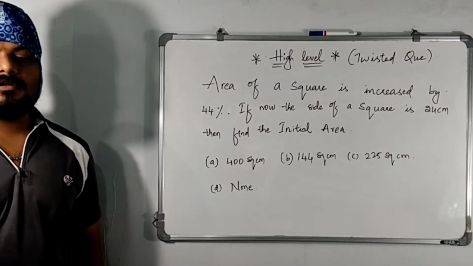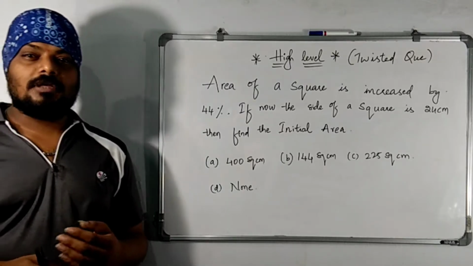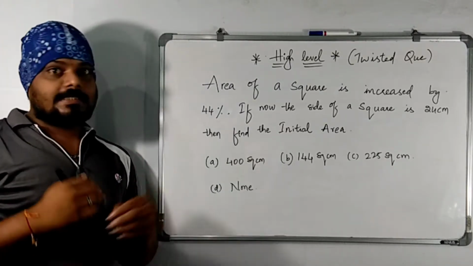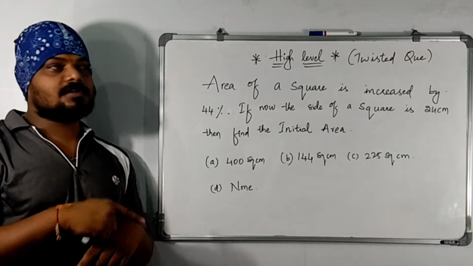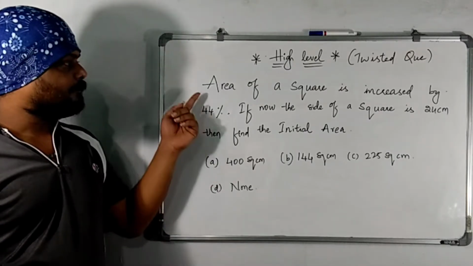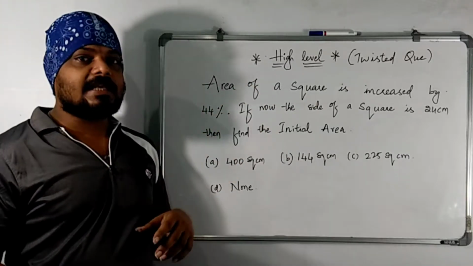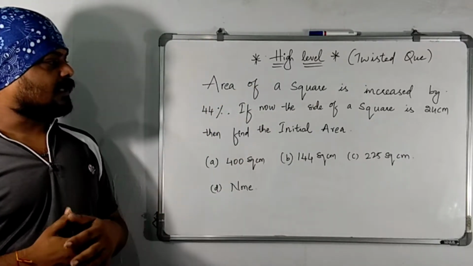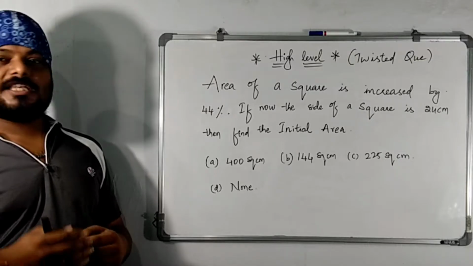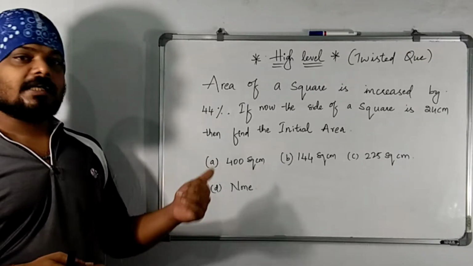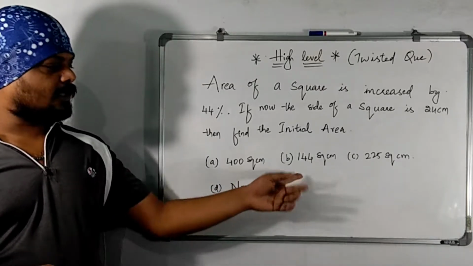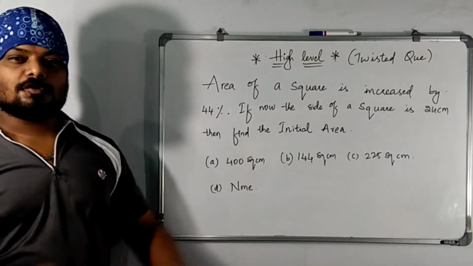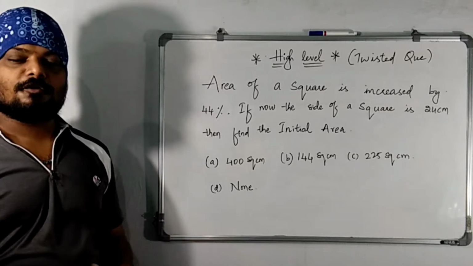Here is the next question, and this question is actually twisted, and it is a high level type of question in percentages in 2D figures. So let us understand the question. Area of a square is increased by 44 percentage. If now the side of the square is 24 centimeters, then find the initial area. Options are 400 square centimeters, 144 square centimeters, 225 square centimeters, and none of the above.